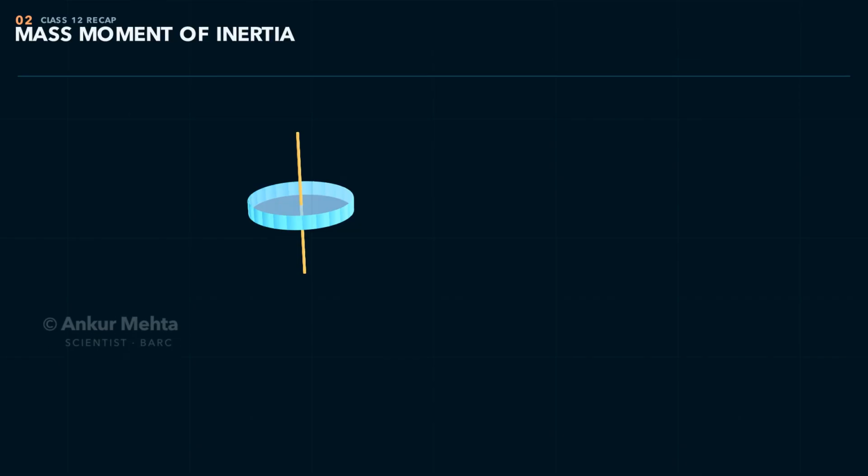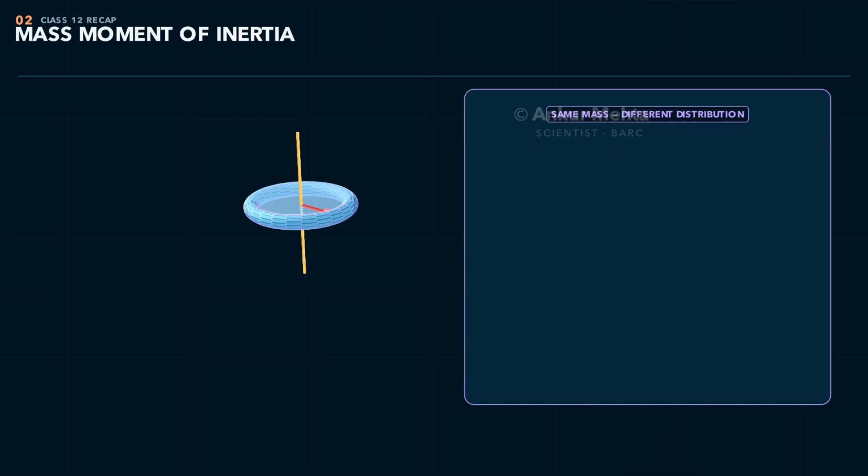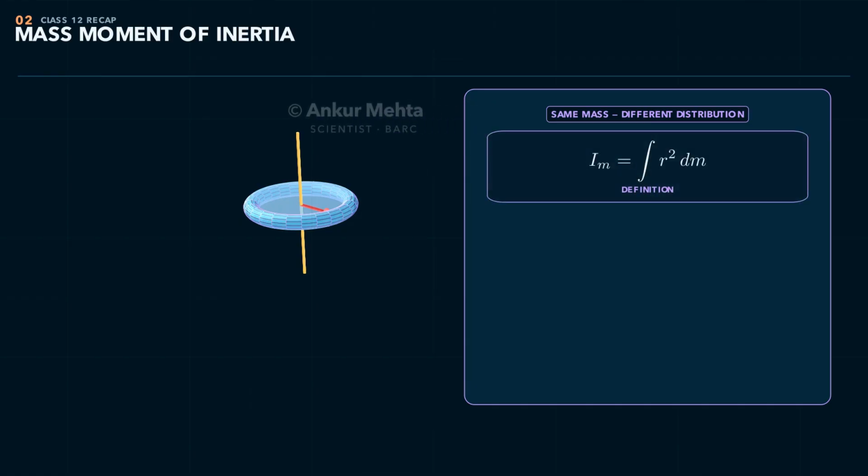Start with a rotating body. A small mass dm at perpendicular distance r from the rotation axis contributes r squared dm to mass moment of inertia. Adding every contribution gives I mass equals integral r squared dm. Two bodies with the same total mass can therefore have different rotational inertia. Move the mass farther from the axis and its influence grows with the square of distance. That is why a ring is harder to angularly accelerate than a solid disk of the same mass and radius.